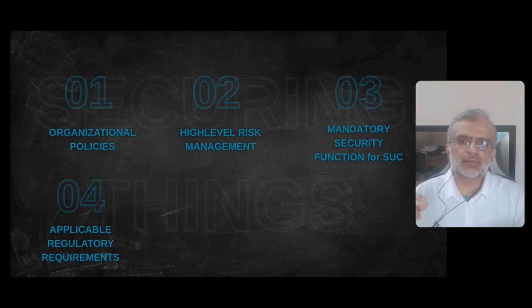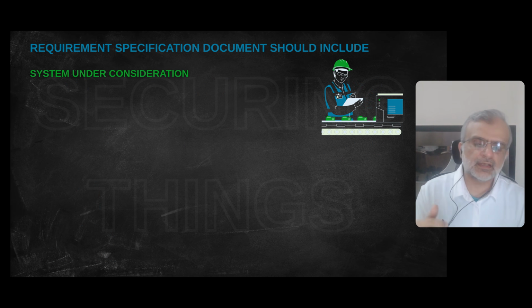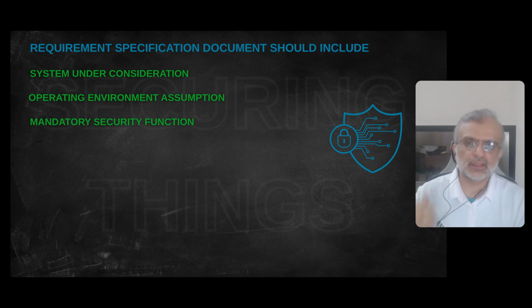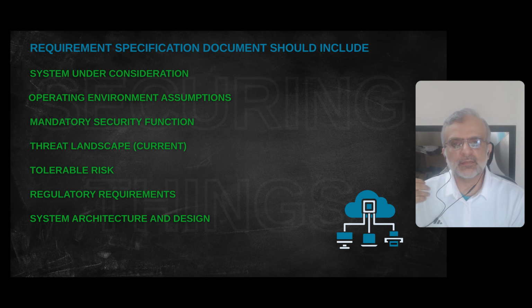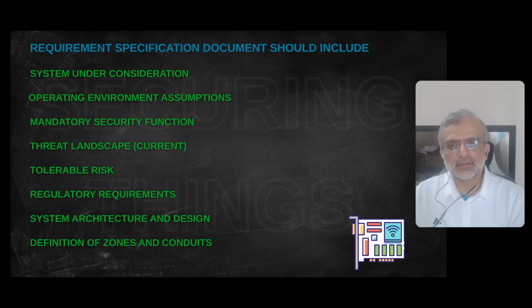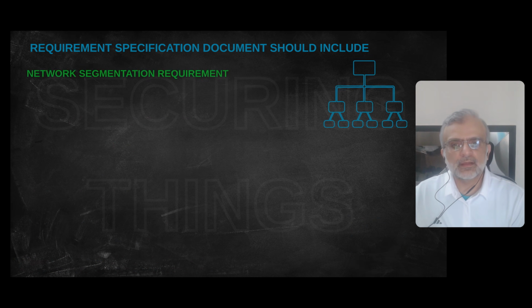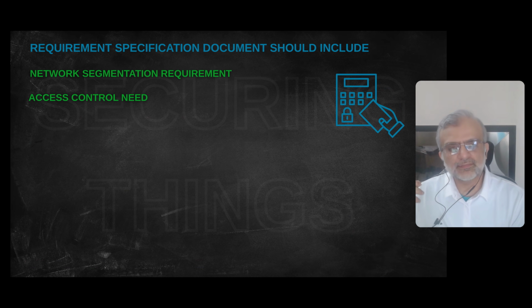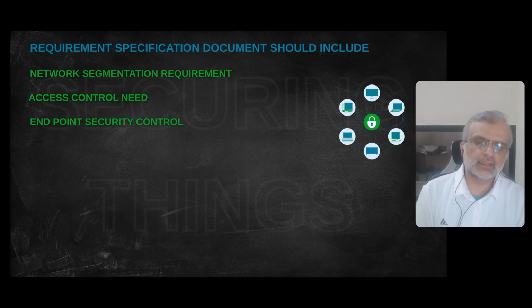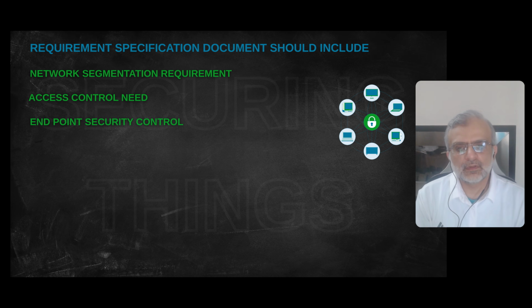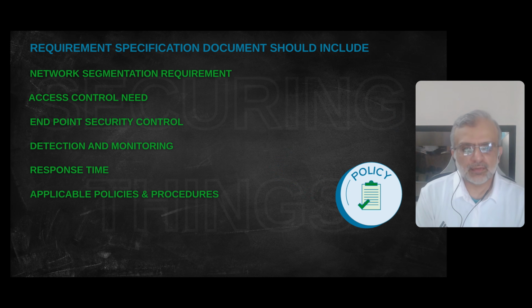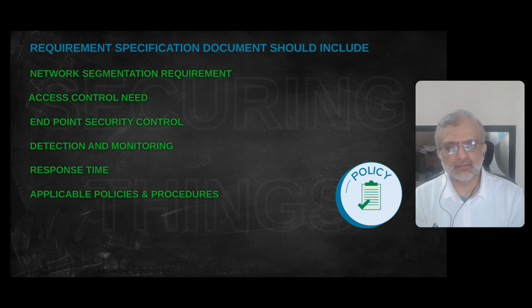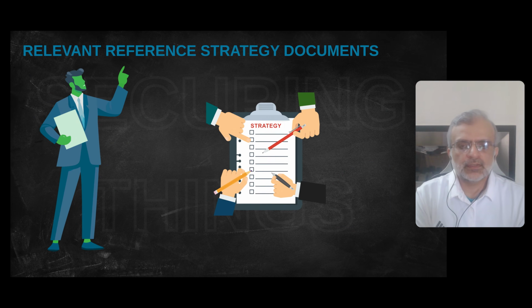So each requirement specification document should include the following: the system under consideration, operating environment assumptions, mandatory security functions, threat landscape, current tolerable risk, regulatory requirements, system architecture and design, definition of zones and conduits, the defined target security levels, network segmentation requirements, access control needs, endpoint security controls, for example, operating system and device hardening, etc. Then you will have detection, monitoring and response time capabilities, applicable policies and procedures, and if needed, physical security controls as well.